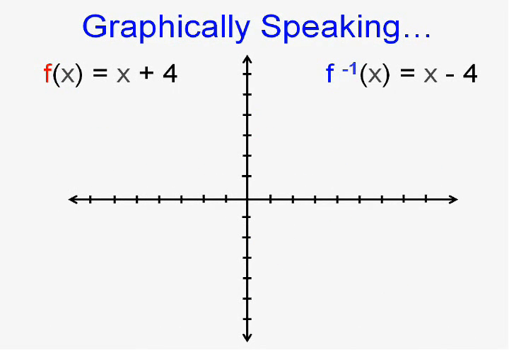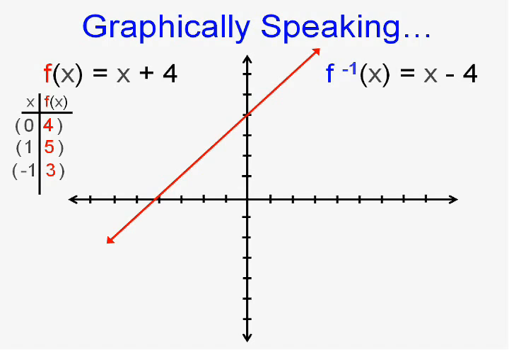Prepare to be astonished. If we actually graph any function and on the same picture graph its inverse, I want to show you what happens. Let me graph the original function. I'll get 3 easy points. Let me plug in 0, 1, and negative 1 because they'll fit on the graph. If I put in a 0, I get 4. If I put in a 1, I get 5. And if I put in a negative 1, I get 3. If I graph these 3 points, they line up, and there's the original function, y, or f of x, equals x plus 4.